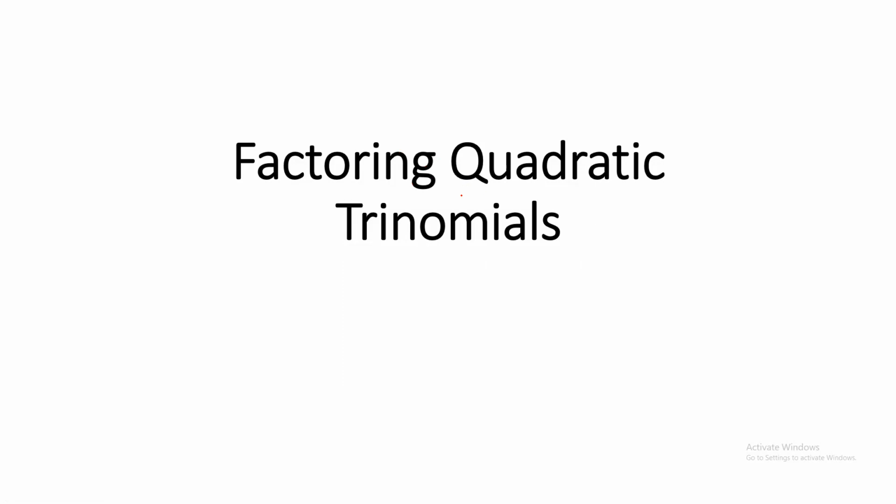Well, trinomials, tri is the prefix that means three, basically means an expression with three terms. Quadratic refers to the fact that the highest power of x is 2. So for example, 3x squared plus 8x plus 5 is an example of a quadratic trinomial. There are three terms, 1, 2, 3, and it's quadratic because the highest power of x is 2.